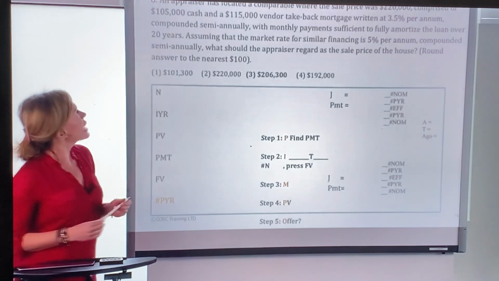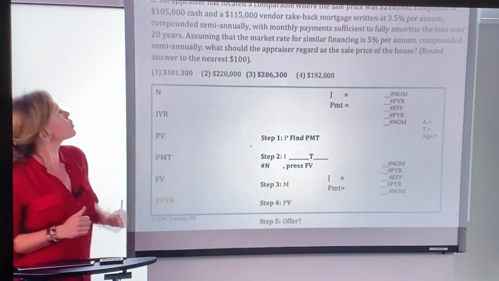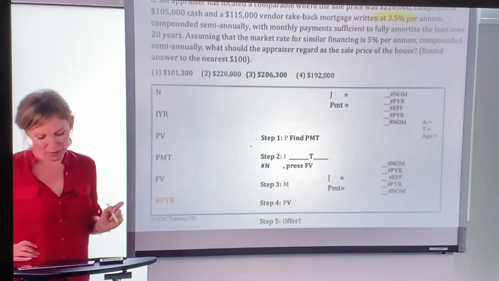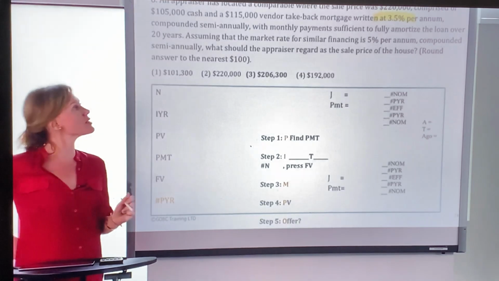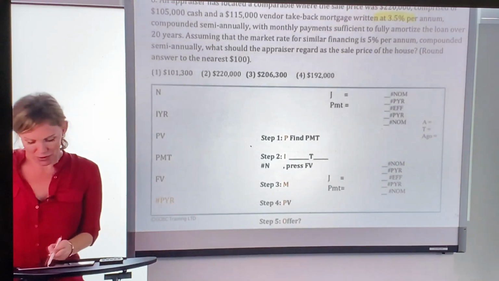Question number 6. An appraiser has located the comparable where the sale price is 220,000, comprised of 105 cash and 115 is the value take-back mortgage. 3.5%. That's the first rate that I see in here. Compounded semi-annually with the monthly payments, fully amortized. So I already know that there's nothing for you to do in step number 2. And then we have the second rate of 5%. So what are they looking for?